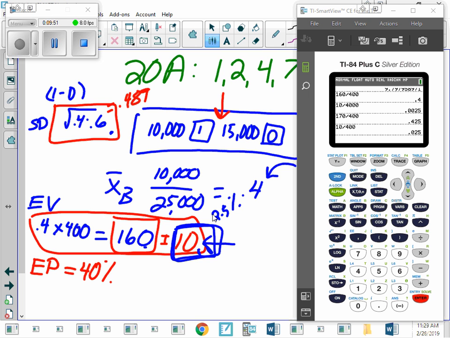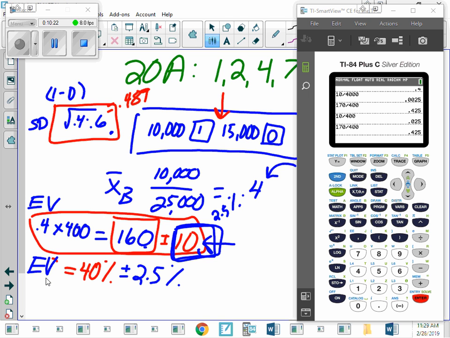Okay, so if I had 170 people in my 400, I end up with 42.5%, which means I'm 2.5 percentage points off. Okay, so my expected value, and we don't really do expected percentage, my expected value in terms of a percentage is 40% plus or minus 2.5%.